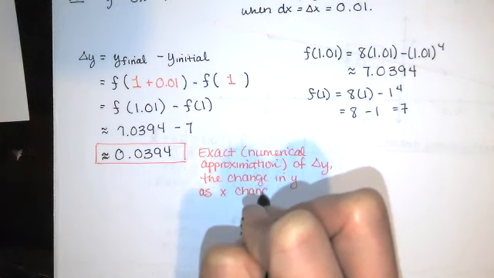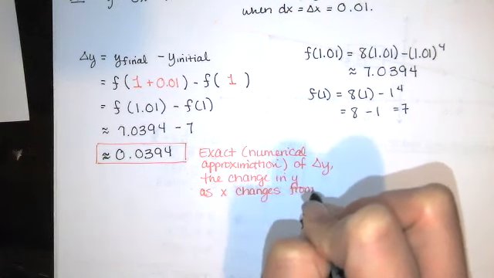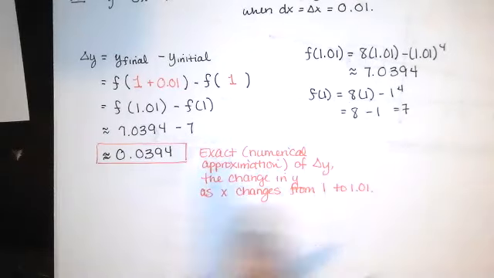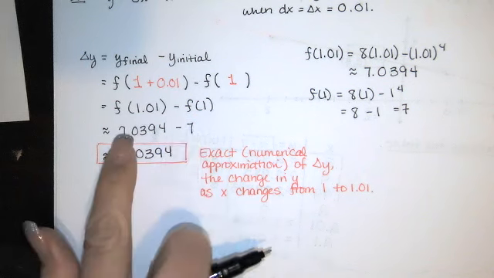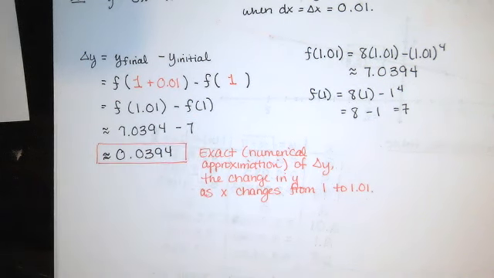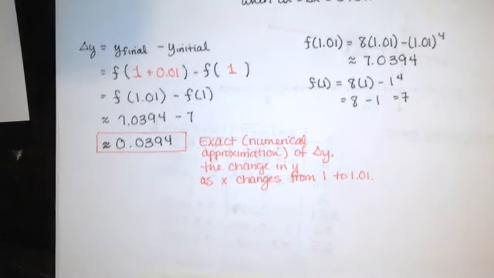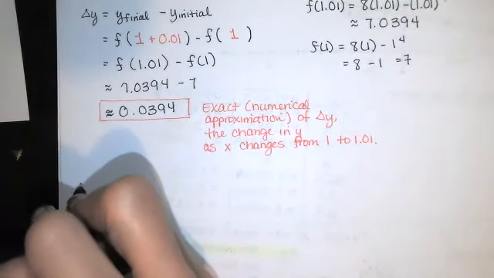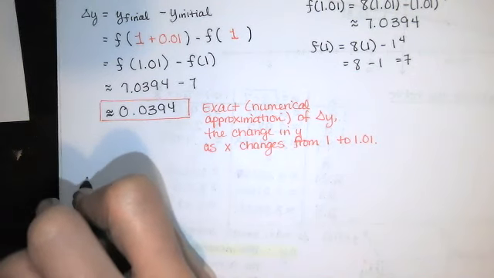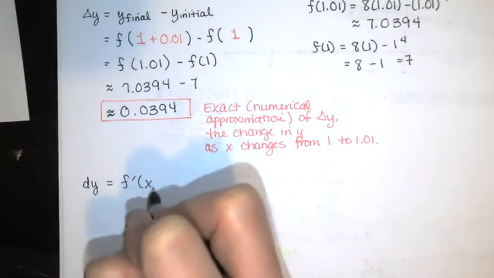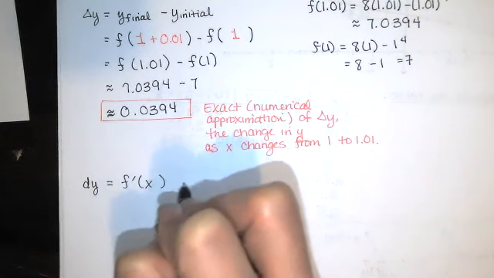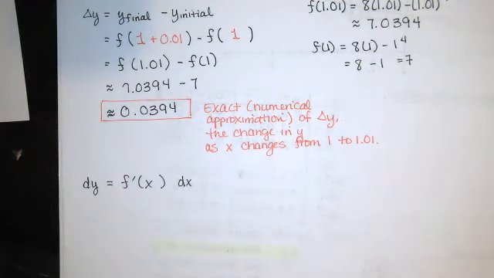So as x changes from 1 to 1.01, the y values go up by this much. The y's go from 7 to 7.0394 approximately. Okay, now we want the expected change in y using the tangent line as an approximation. In order to find the expected change in y, we compute the differential. That's the derivative times dx, and then we evaluate it at that point.